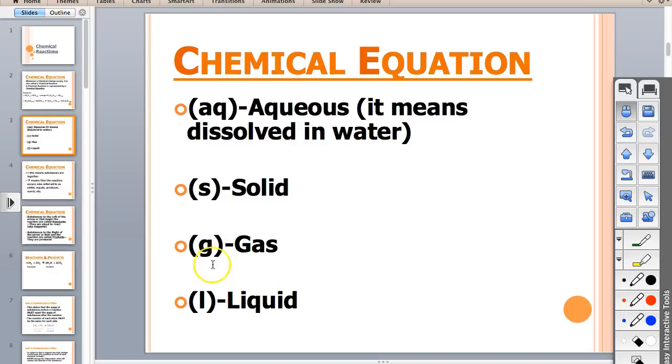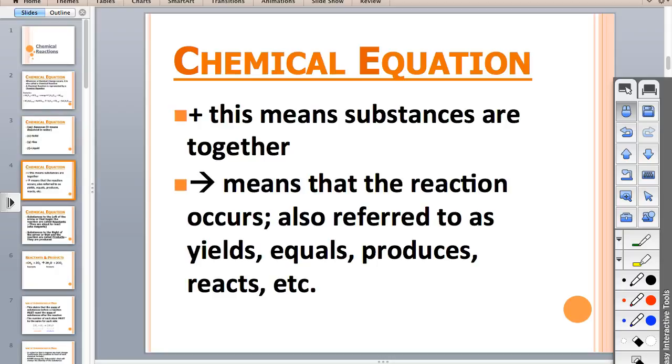Anyway, solid, gas and liquid are pretty easy. Aqueous means it's in water, no problem. If you think about aqua, meaning water, AQ shouldn't be that much to think about. Plus means these substances are coming together, crazy talk. And then this arrow, you're going to say yields or makes, but I like yields better.